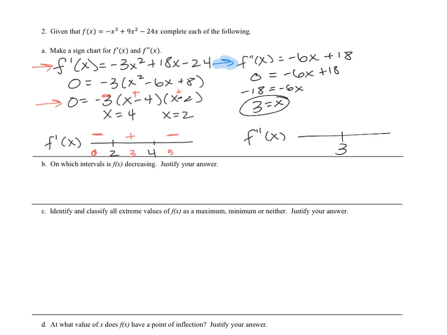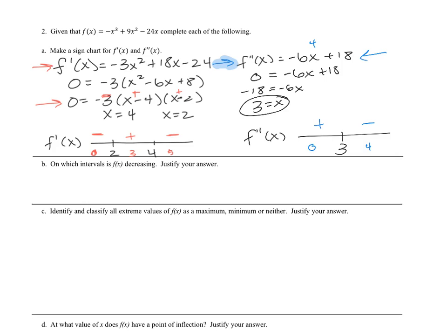I always like to pick 0 if I can. And again, I'm going to put them into the second derivative since I'm looking at outputs of f double prime. And if I substitute 0 in for x, I'm going to get a positive answer. And then I'll pick 4. If I substitute 4 in for x, I get a negative 24 plus 18 gives me a negative output. So now I'm all set to start answering these questions.